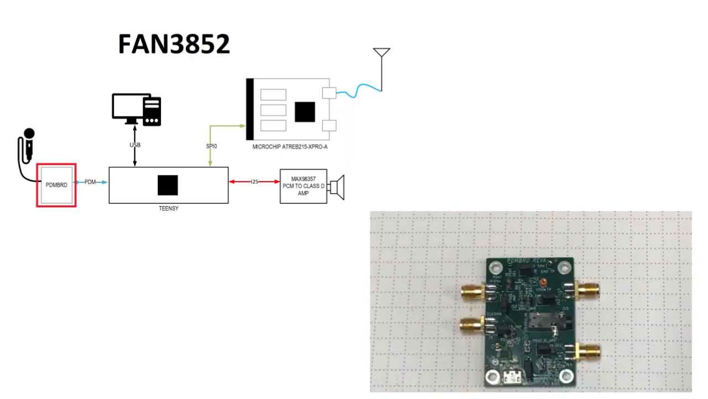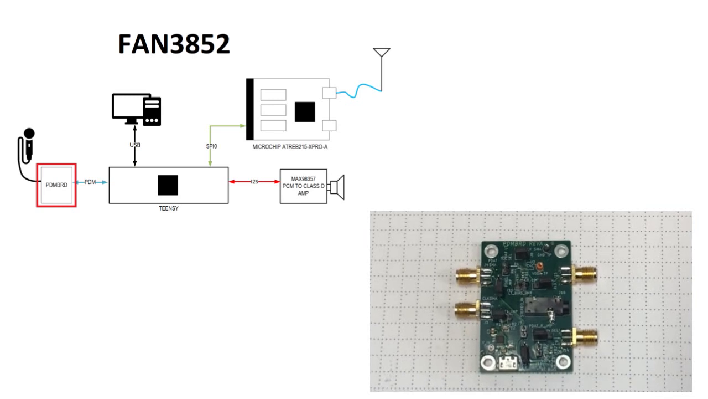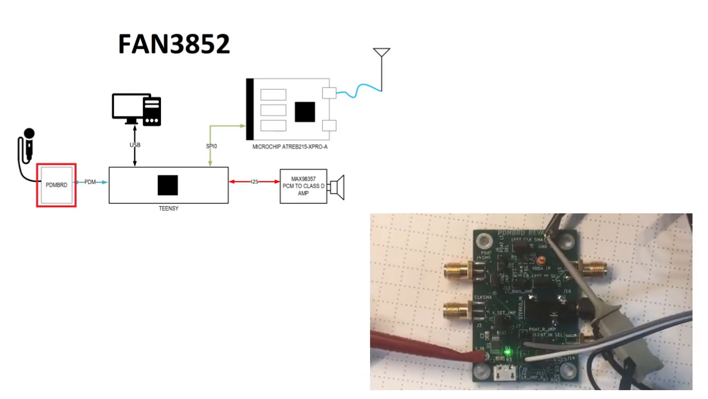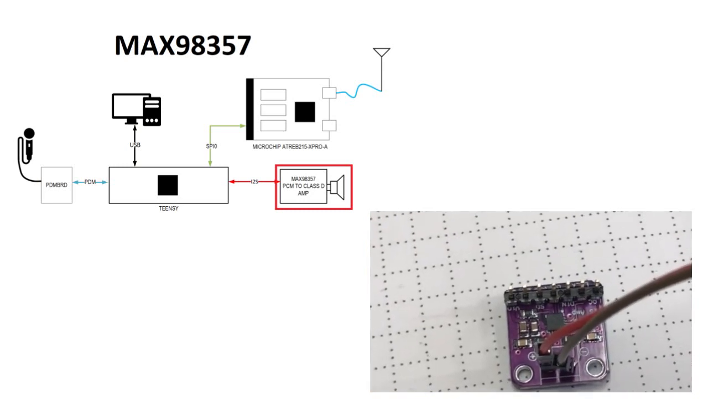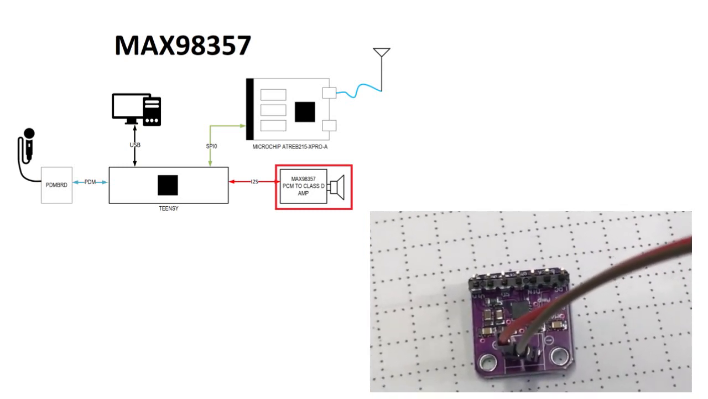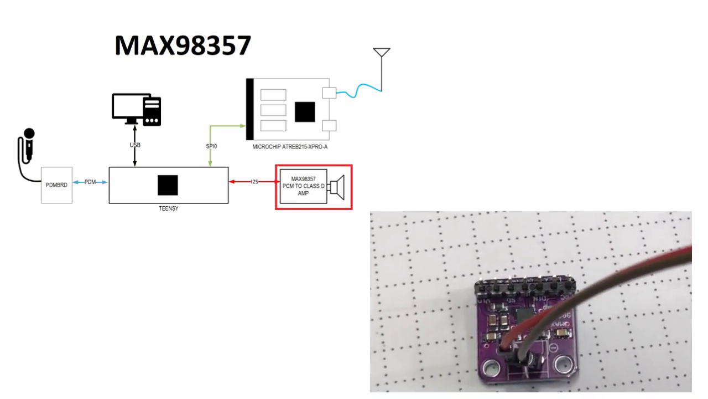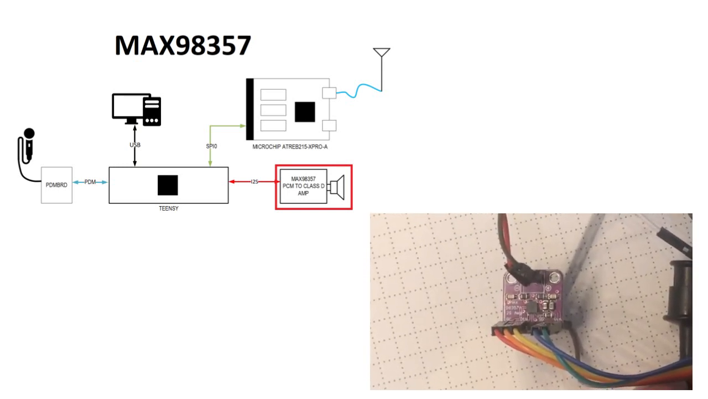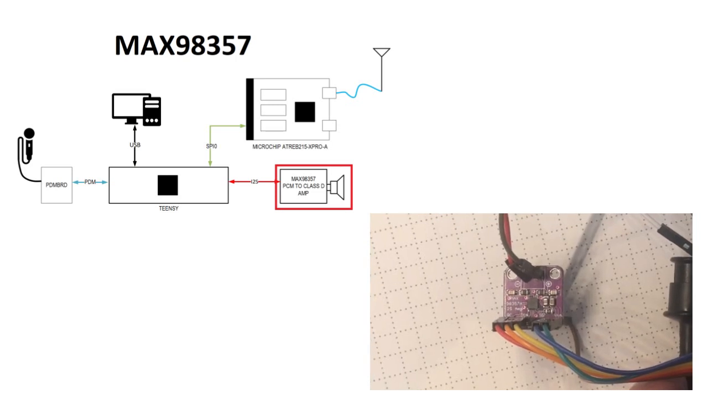This is the PDM board, which features an onsemi FAN3852 analog to digital converter. This is a MAX98357 I2S audio amplifier module. It converts audio sent from the Teensy to a waveform that can be played by the speaker.